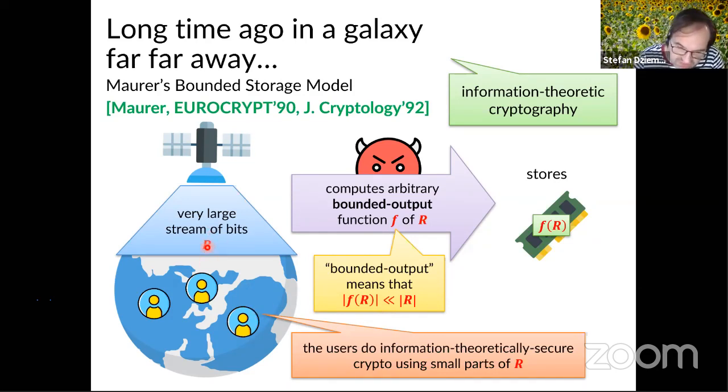Okay, so you can have users here. They don't need to read this whole R. They just need to read small parts of R, and they can do lots of interesting things like encryption, authentication, even more advanced crypto protocols using this assumption. So that was a nice theoretical topic. Nobody really thought about using it in practice.